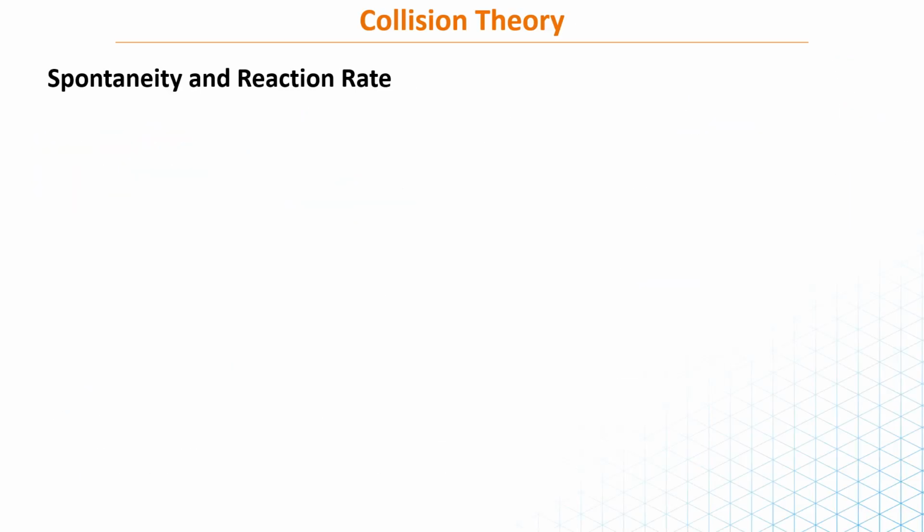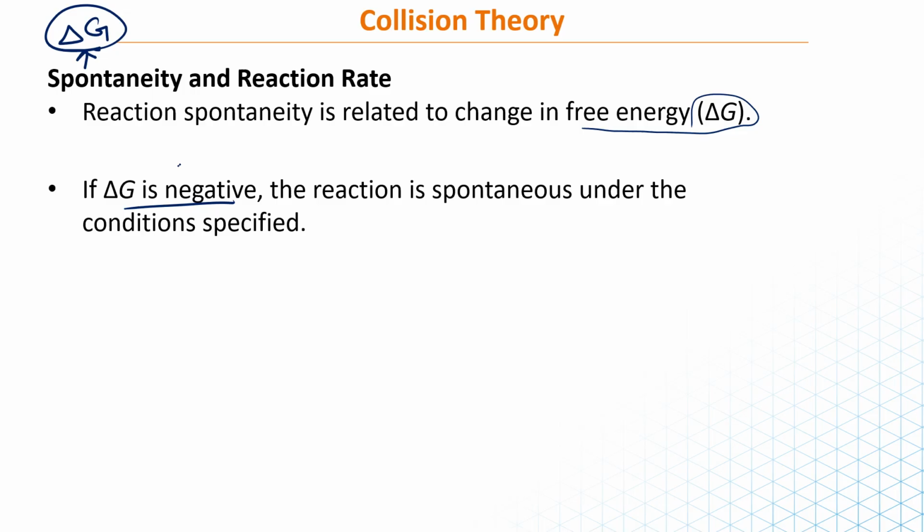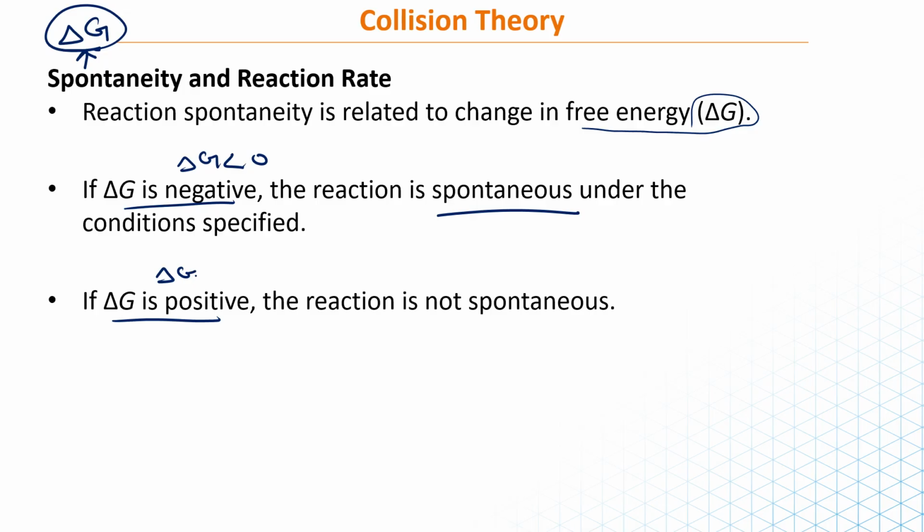Now we reach the last part, okay, which relates spontaneity with reaction rate. Remember, I told you, if we talk about spontaneity, we talk about delta G, Gibbs free energy, which we talked about in module 14. So, spontaneous or non-spontaneous is related to delta G, free energy. If delta G is negative, we said the reaction is spontaneous. If delta G is positive, delta G greater than zero, the reaction is not spontaneous, or non-spontaneous.